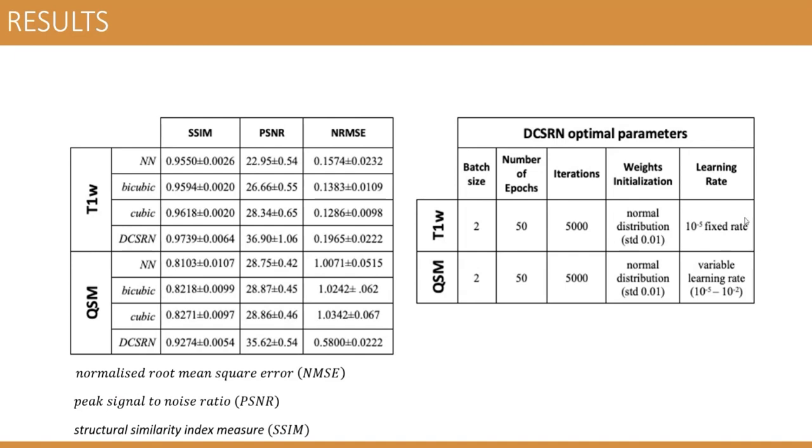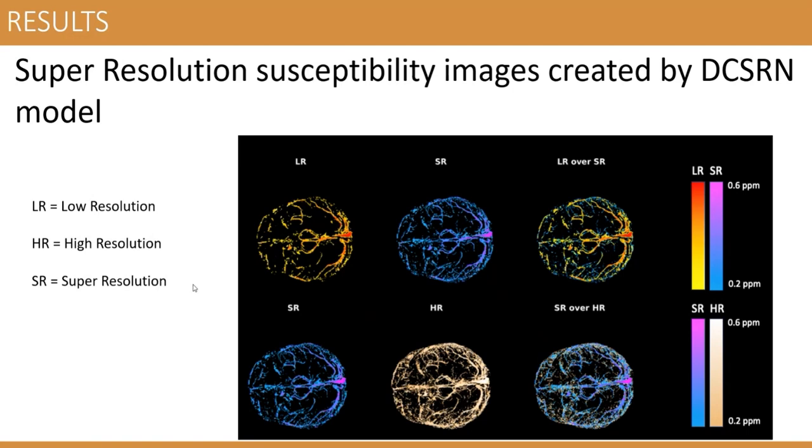Yeah, so focusing on the QSM results, you can see in yellow the low resolution image, so the input to the model. In blue is the super resolution, so it's what the model has produced, and the values have been plotted in the range of 0.2 to 0.6 ppm, which is what is conventionally accepted to reflect the susceptibility in the vessels. So if we plot one on top of the other, you can see that it's actually doing a nice job reconstructing the vessels.